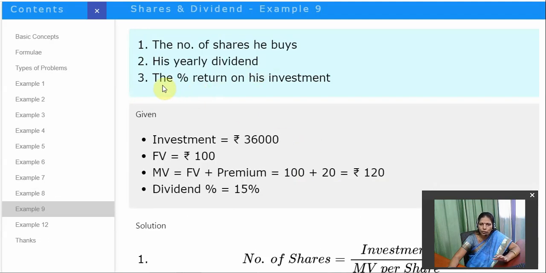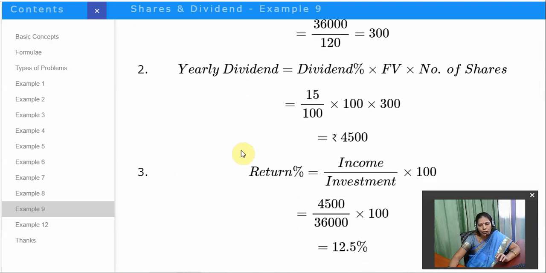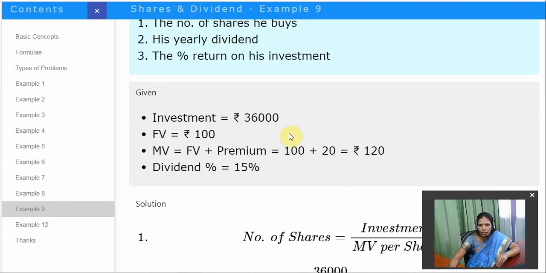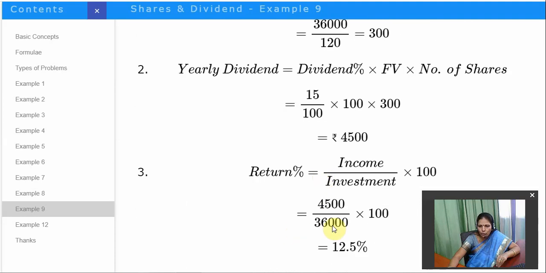Now the last you need to find out is return percentage. Return percentage, I hope you know the formula. Return percentage is equal to income by investment into 100. Everything is given. So income you need to substitute 4,500. Investment is also given in the question itself. So just substitute, calculate, you will be getting 12.5%. Clear, children? Shall we go to the next sum?